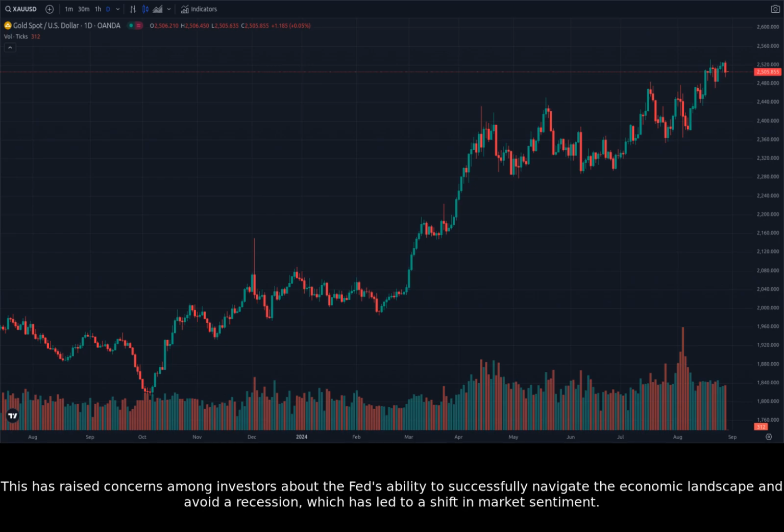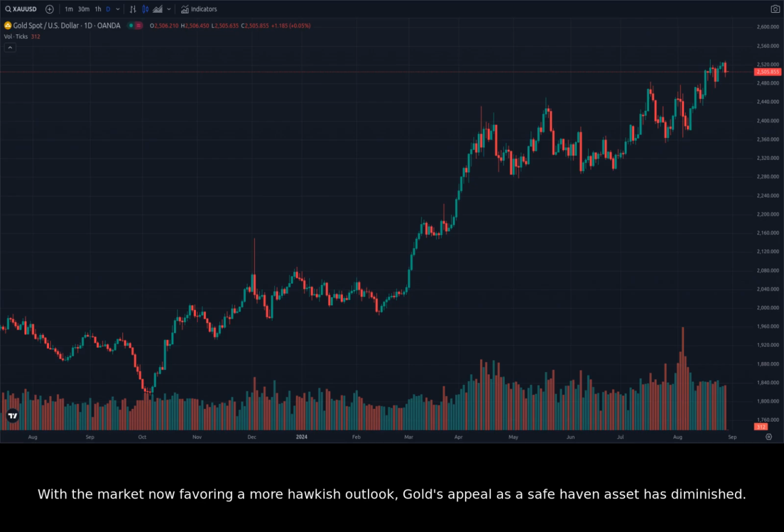This has raised concerns among investors about the Fed's ability to successfully navigate the economic landscape and avoid a recession, which has led to a shift in market sentiment. With the market now favoring a more hawkish outlook, gold's appeal as a safe haven asset has diminished.